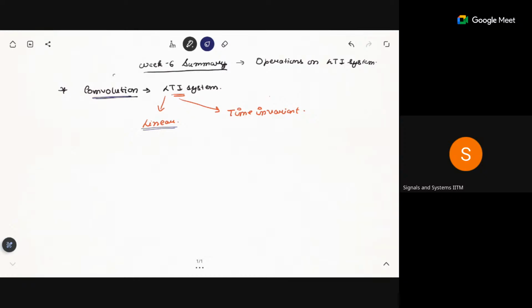Now coming to what is linear and what is time invariant. I guess you must be aware a little bit of what is linear. Linear holds two properties, that is homogeneity and additivity. Homogeneity is like multiplicative. I can write it as superposition.